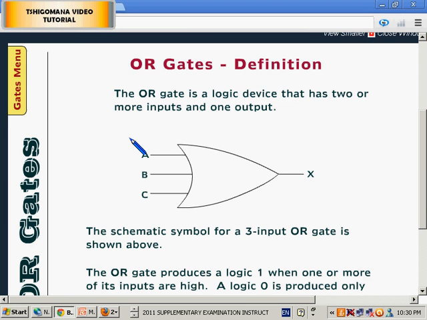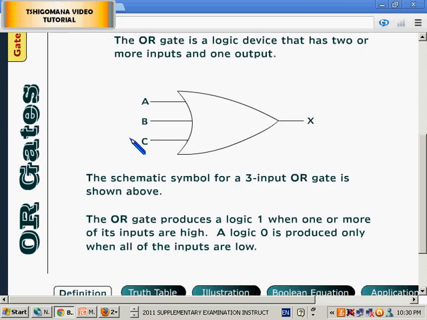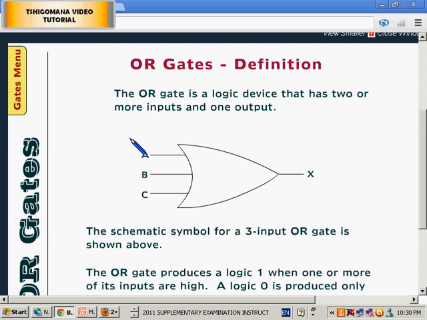The OR gate is a logic device that has 2 or more inputs and 1 output. Let me repeat this for the sake of effect. The OR gate is a logic device that has 2 or more inputs and 1 output. Now, this one has 3 inputs and 1 output. This is the schematic symbol for a 3-input OR gate.